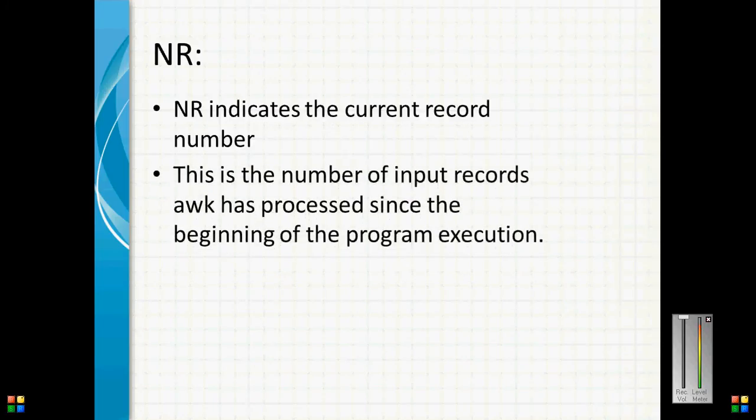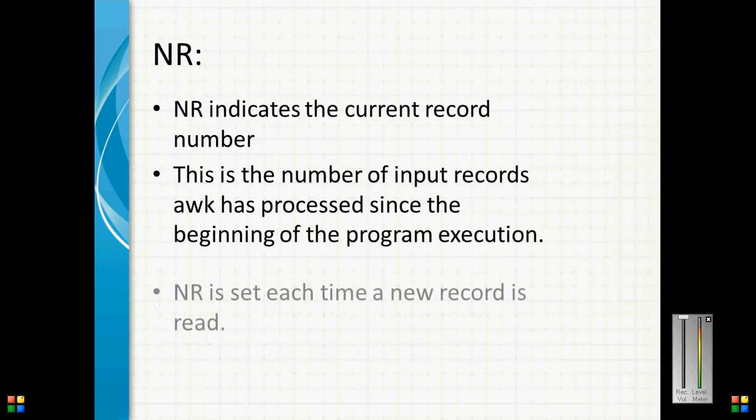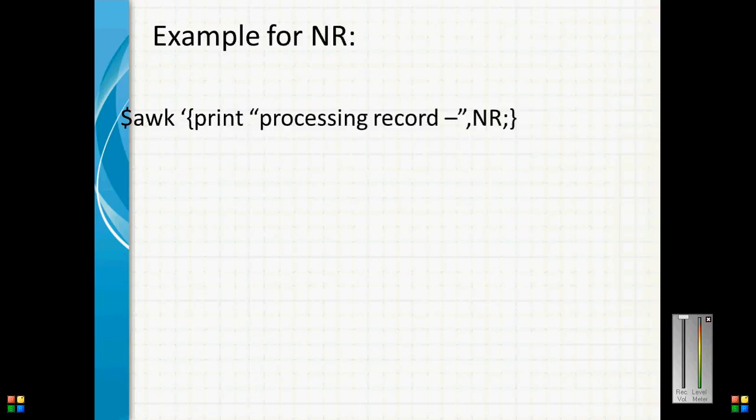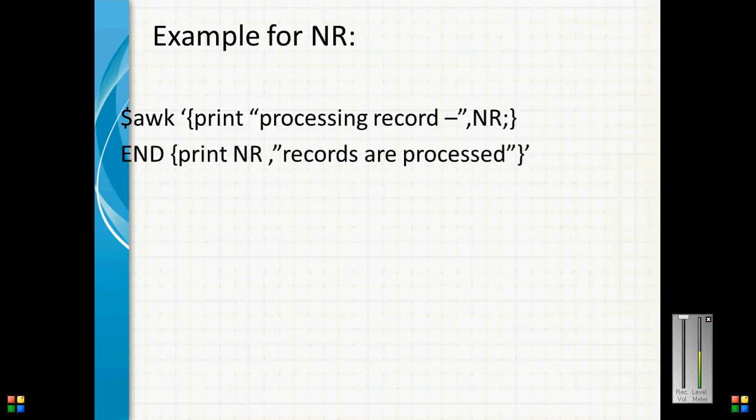NR indicates the current record number. This is the number of input records awk has processed since the beginning of the program execution. NR is set each time a new record is read. An example for NR is on the screen.